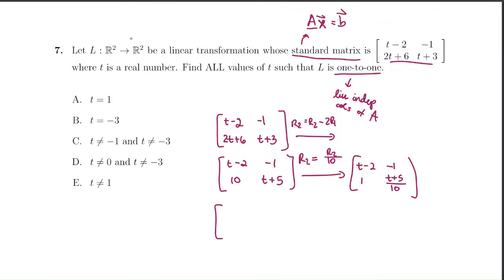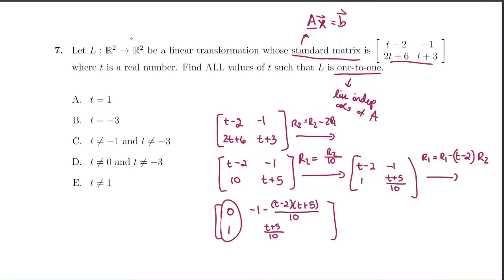And then let's take the first row and subtract T minus 2 times the second row. Right, so that will just give us 0, negative 1 minus T minus 2 times T plus 5 over 10. And then on the bottom row we have 0, 1, and then T plus 5 over 10.